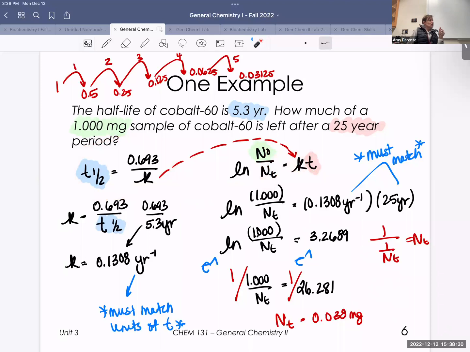Places that become challenging for students with these kinds of problems is maybe I'm asking the question, how much has reacted, right? And that can be confusing because that's really the difference of these, n sub 0 minus n sub t. So if I talk about how much you start with, how much you have left, the difference between those is how much has reacted. So make sure that you're answering the prompt correctly.